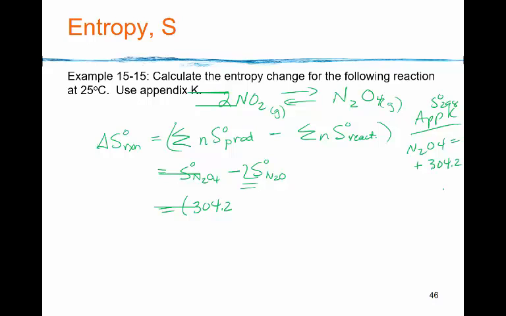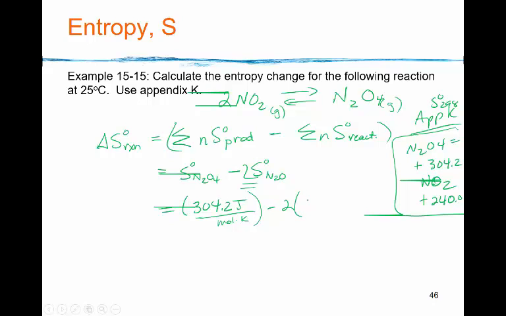So it's going to be a plus 304.2, and NO2 is going to be a plus 240.0, from Appendix K, just so you don't get confused. So 304.2 joules over mole K minus 2 times, because there's two of them, 240.0 joules per mole K. All right, and that's going to give us minus 175.8 joules over mole K.